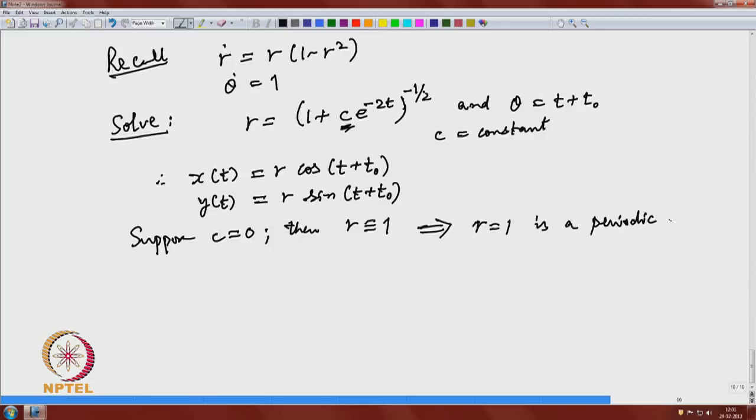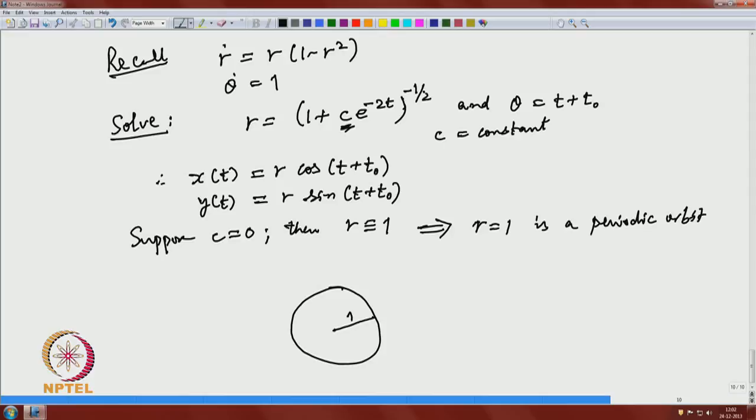So, we are explicitly finding in this case that r equal to 1 is a periodic orbit, and that orbit is obtained by taking x(t) equal to cos(t + t0) and y(t) equal to sin(t + t0). Okay, so let me just draw that. This is 1. So, you put the arrow appropriately in which direction, counterclockwise or clockwise.